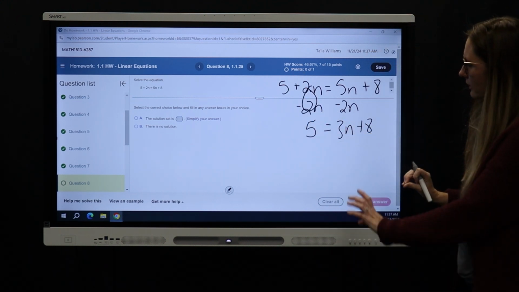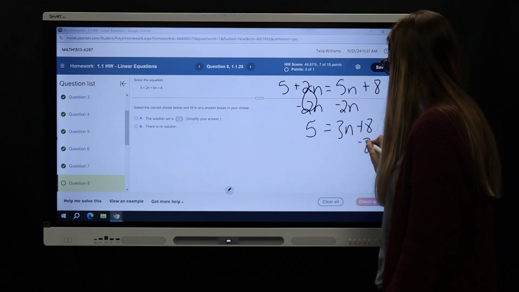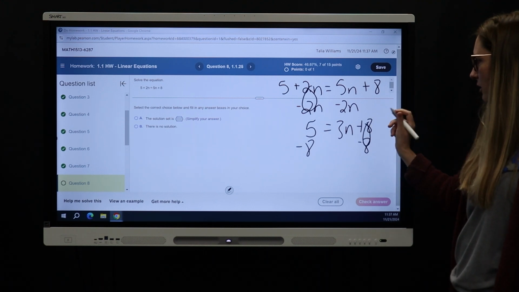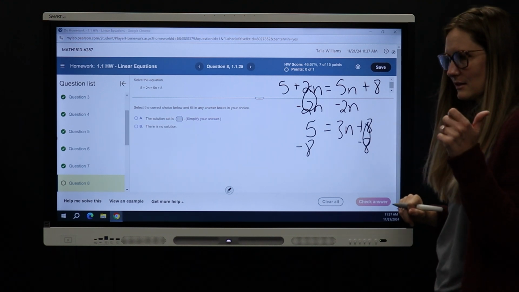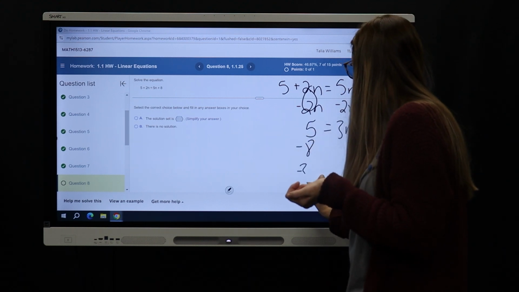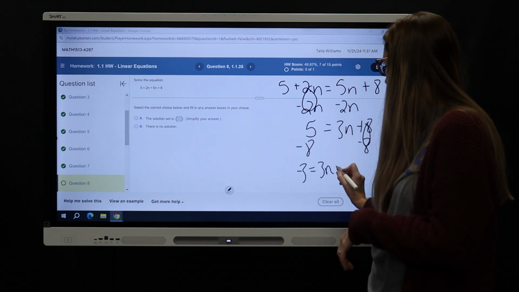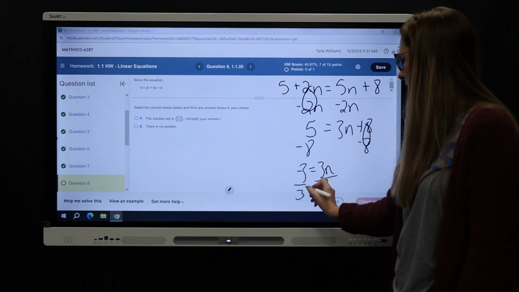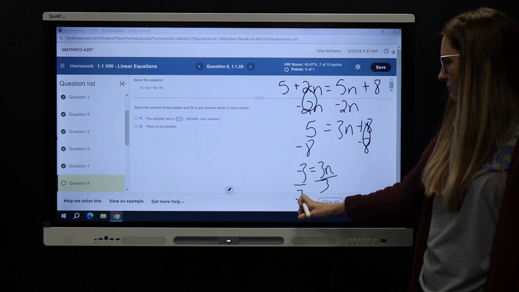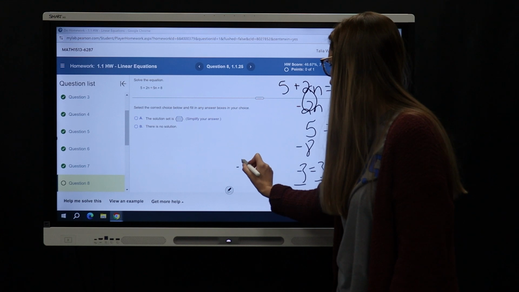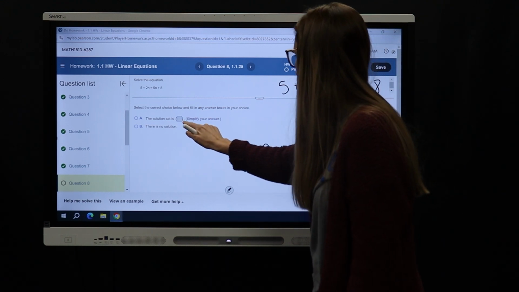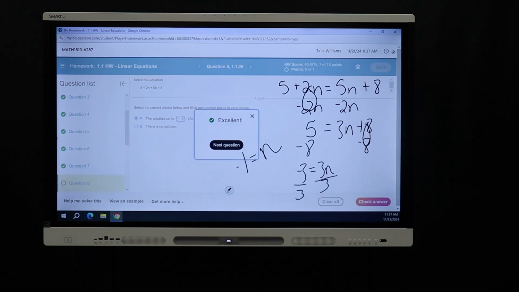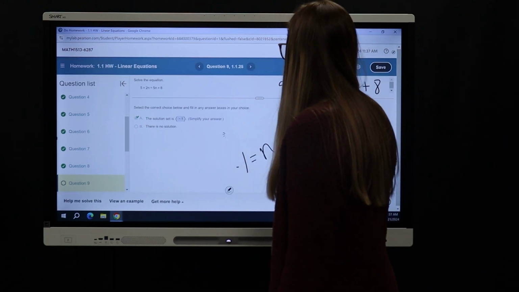Since my n is over here, I'm going to move my 8 to my 5, so I'm going to subtract 8 because it was positive plus, so subtract. Here it's going to be 0. 5 subtract 8, 5, 6, 7, 8 is negative 3 equals 3n. The opposite of multiplying would be dividing. 3 divided by 3 is 1, but since it's a negative divided by a positive, we're going to have negative 1 equals n. And remember, you just have to type the number, not the equal sign and the number.